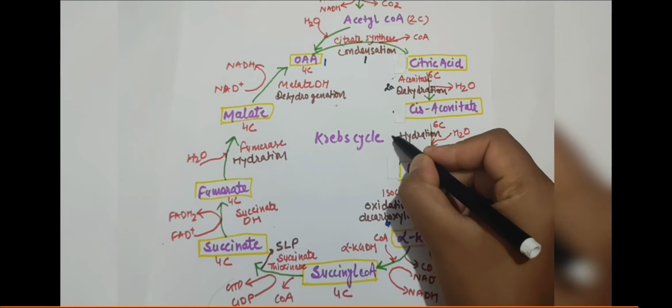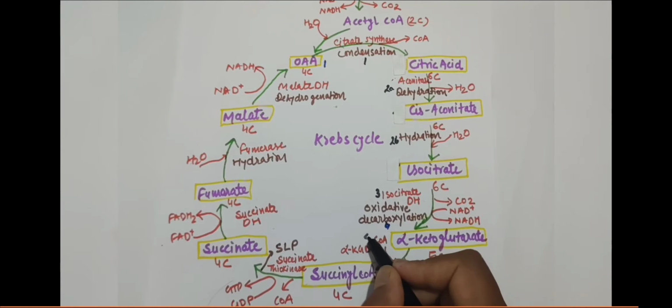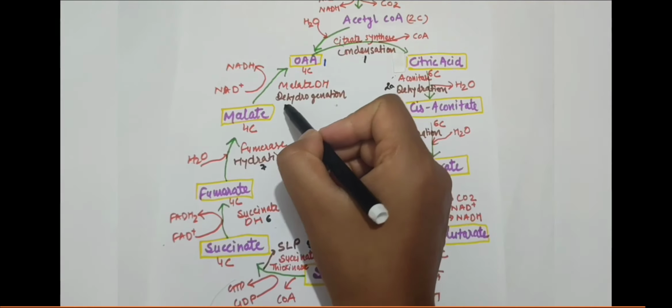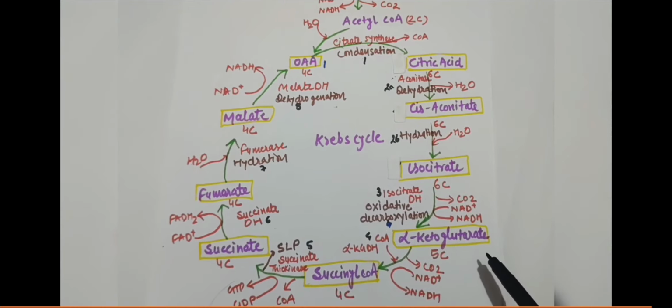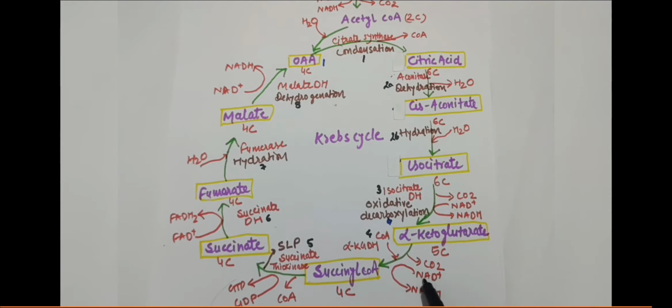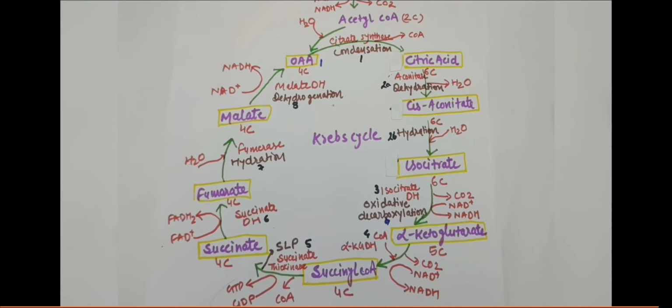So this is step 1, step 2, which is further categorized into 2 parts, step 3, step 4, step 5, step 6, step 7, and step 8. Here energy is formed in the 3rd, 4th, 5th, 6th, and 8th steps.